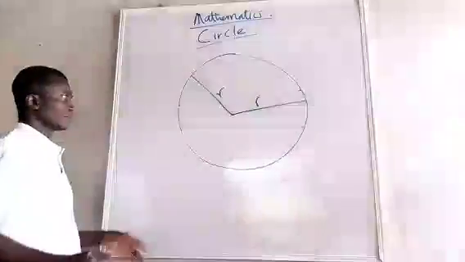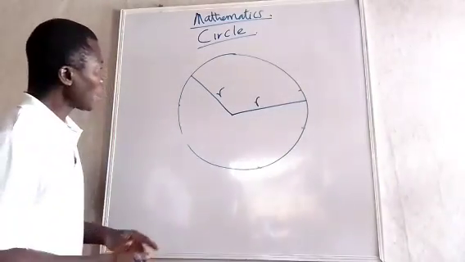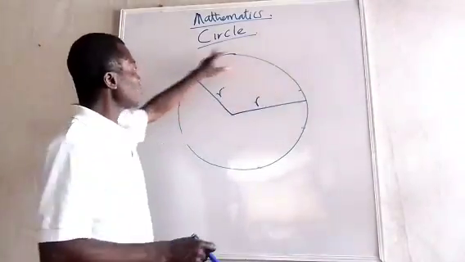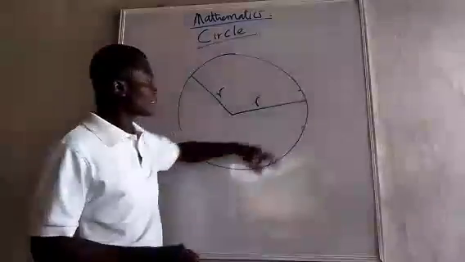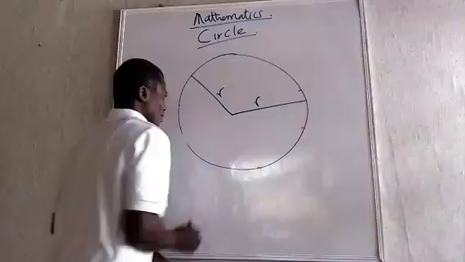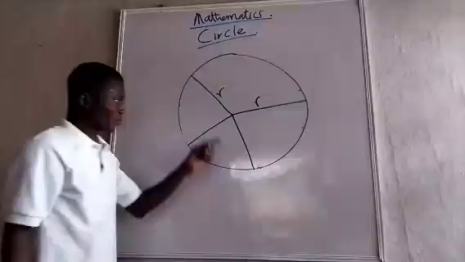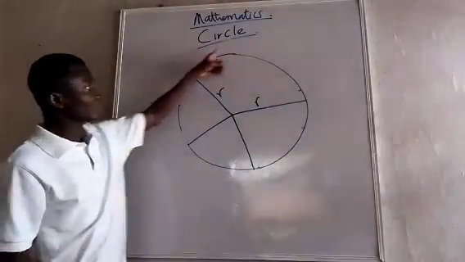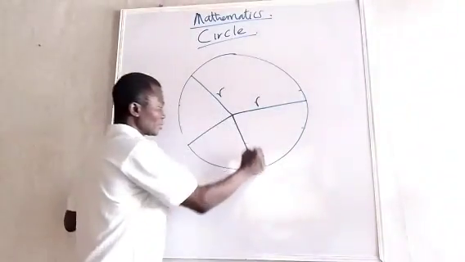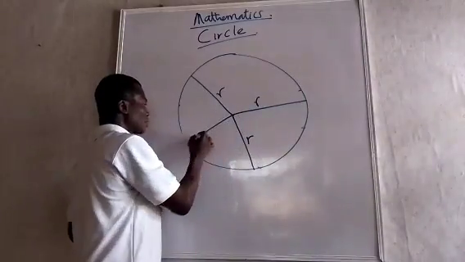Circle is a special shape. No edges, it's just continuous. And the special thing about circle is that it has a center where all the other parts on the circumference are equidistant from the center. We have a center here, and every point on the circle, which we refer to as circumference, is equidistant from the center. That is, if you draw one line from the center to this point, it will be R, and from this point to this point it will be R.